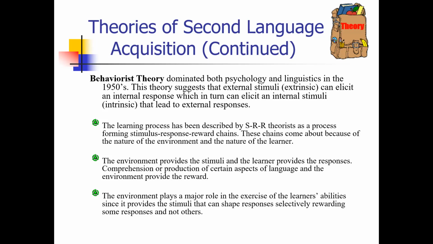And then the second one is the environment provides the stimuli and then learners provide the responses, comprehension or production of certain aspects of language, and the environment provides the reward. The last one is the environment plays a major role in the exercise of the learner's ability, since it provides the stimuli that can shape responses selectively, rewarding some responses and not others.